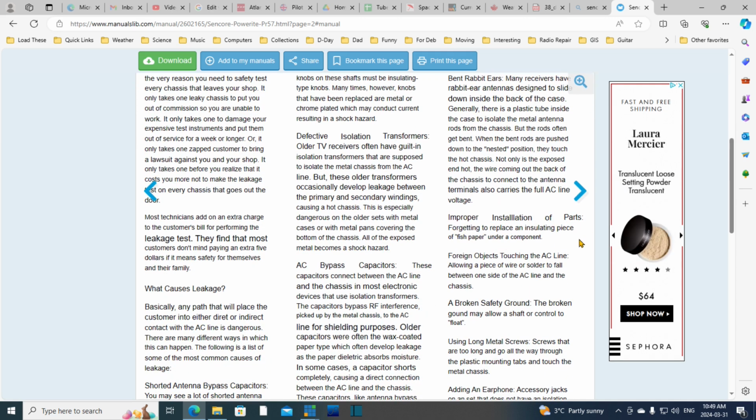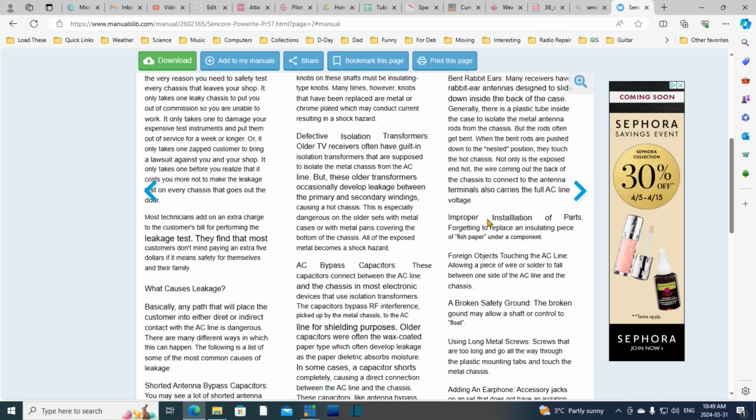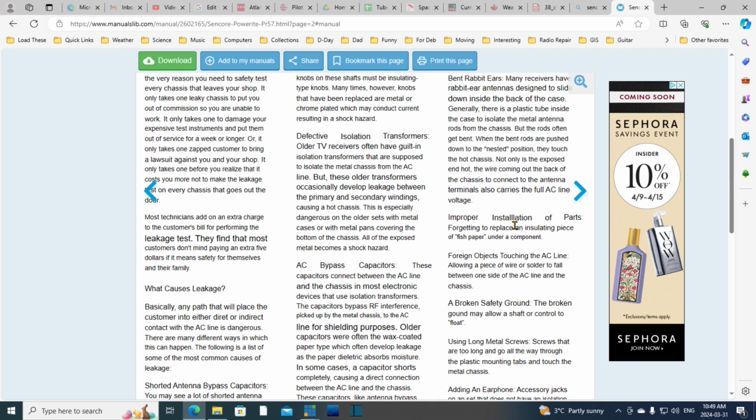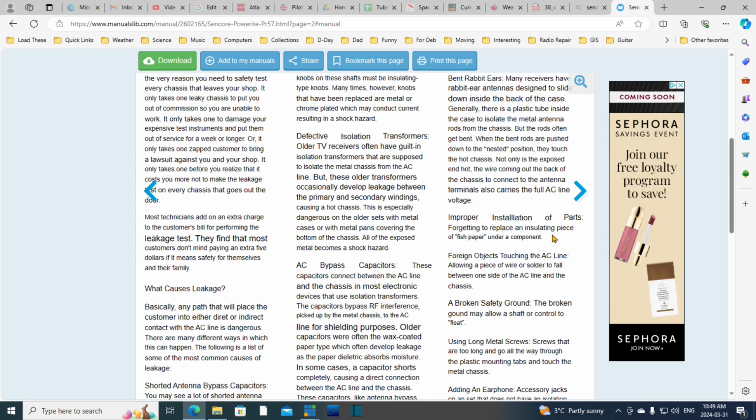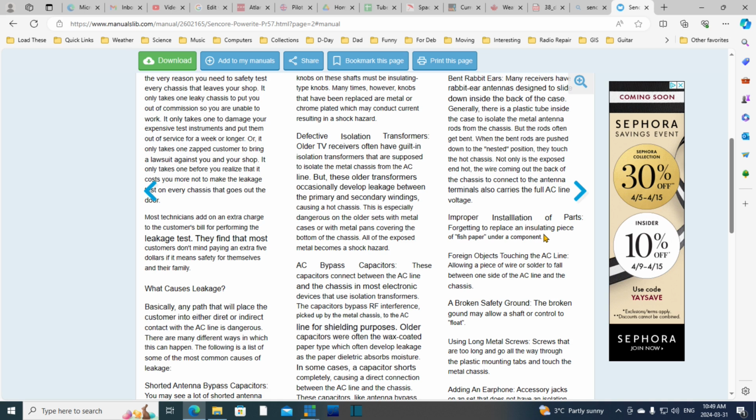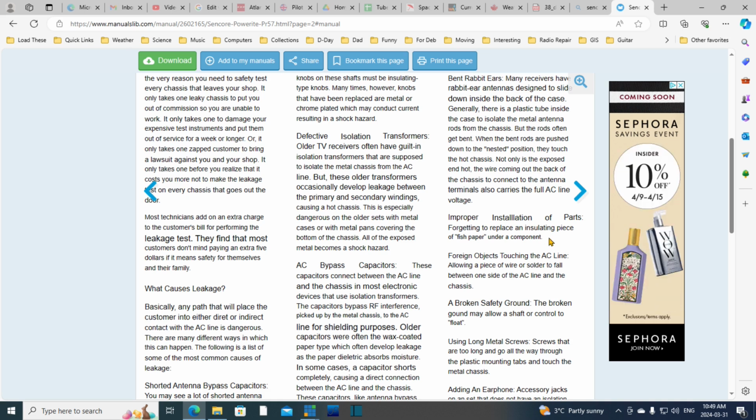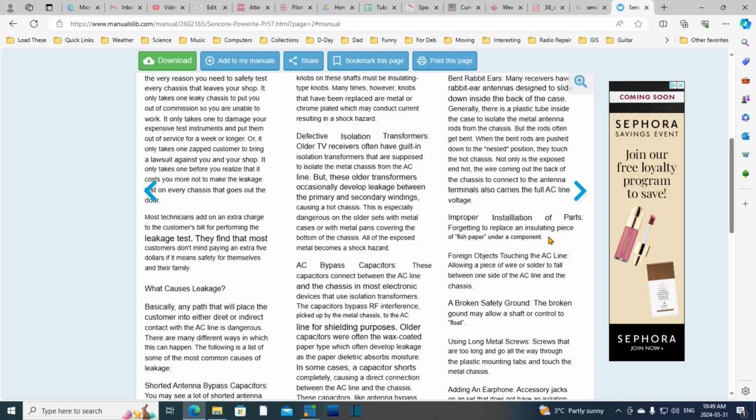Improper installation of parts. Forgetting to replace an insulating piece of fish paper. Fish paper. I've got fish knives. I don't have any fish paper. Never heard that term before, but I think we know what they're talking about. Say I'm working on the radio here, and I don't pay close attention, and somehow I accidentally drip into place a solder connection from the terminal down to the chassis, and I don't see the drip. That's kind of what they're talking about here, sort of.